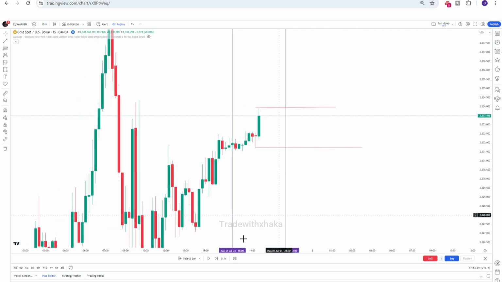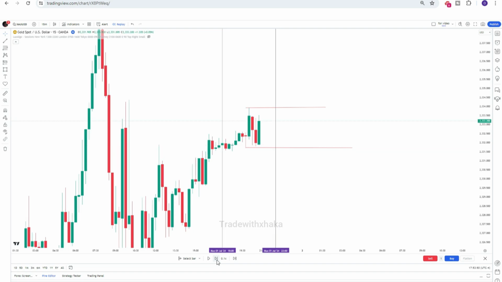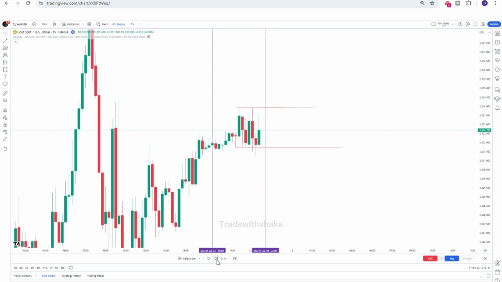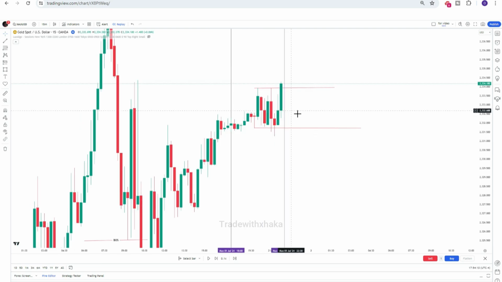Now we roll the candle to see if we have a sweep. We need a closure of a candle above because the market structure was in downtrend. We need a close above, not below, because we are in downtrend. Beautiful. You see how everything works? We have a close now above this high, this 15 minutes high.